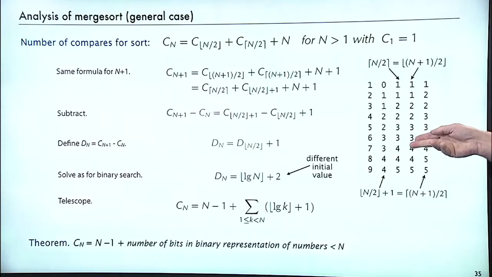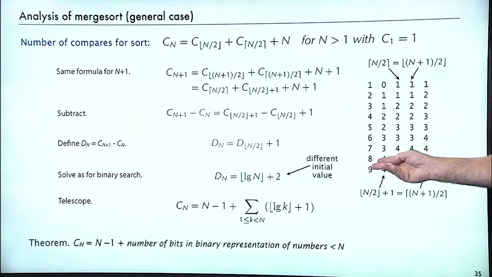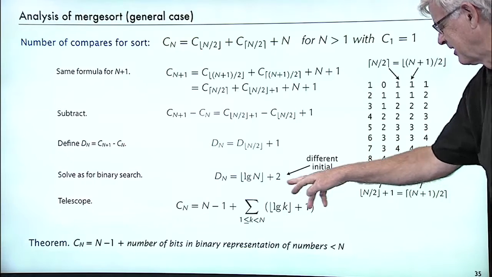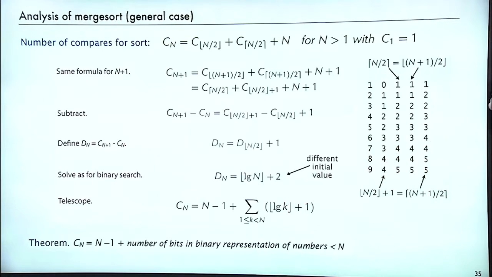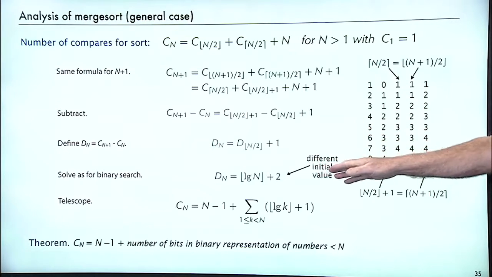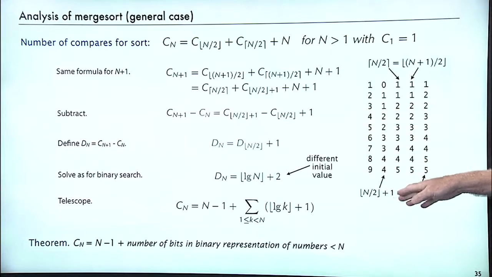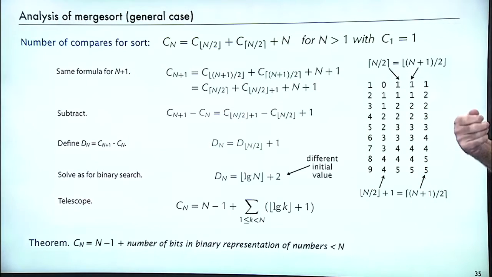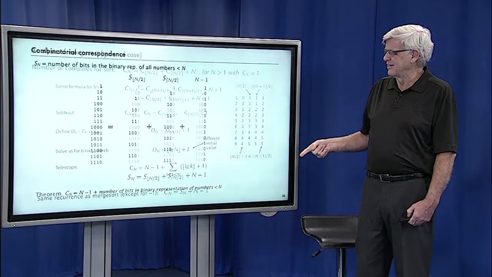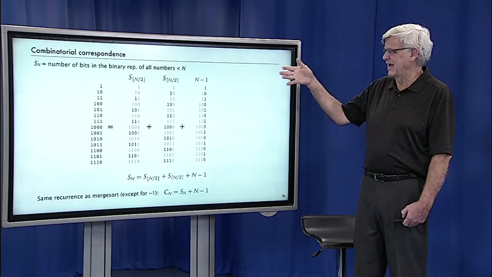What's interesting about that sum is that this thing here is the number of bits in the binary representation of k. So this is a proof that c sub n equals n minus 1 plus the number of bits in the binary representation of all the numbers less than n. And that's an interesting fact.